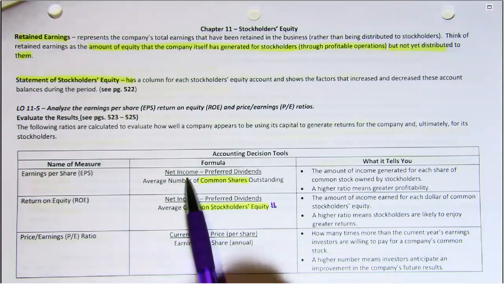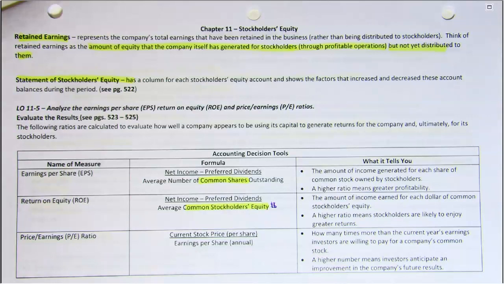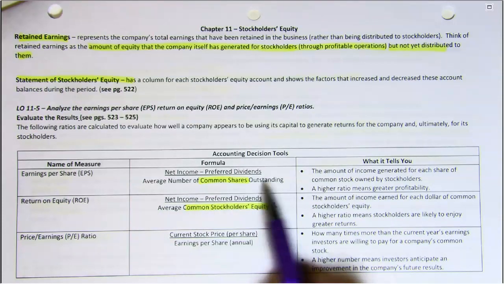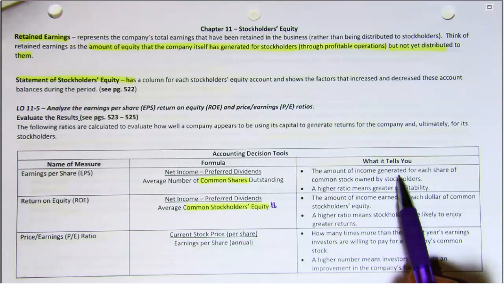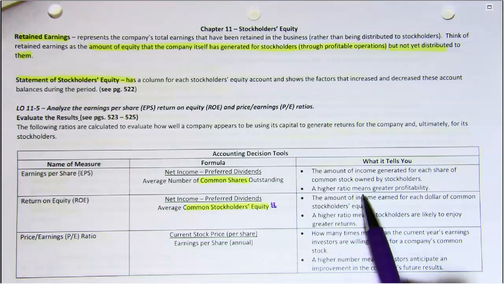We take the net income and subtract out the dividends that are due to the preferred stockholders, and that gives you the net income that's left over for the common stockholders. We then divide by the average number of common shares outstanding. That tells you the amount of net income generated for each share of common stock, and the higher the ratio, the greater the profitability, and the more likely you are to get dividends.